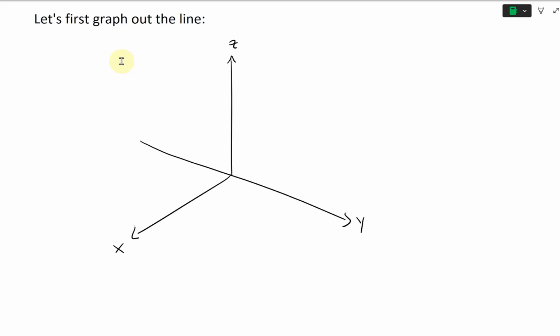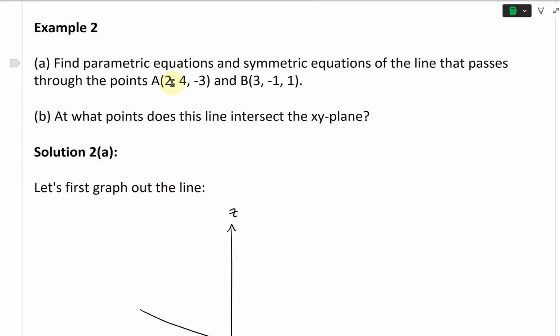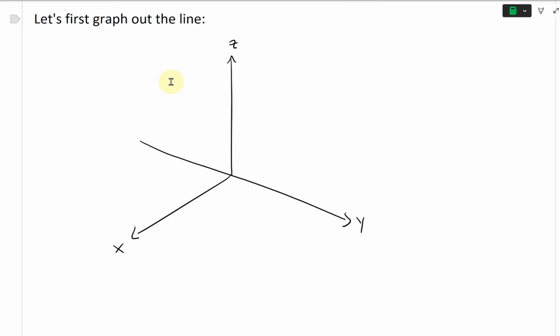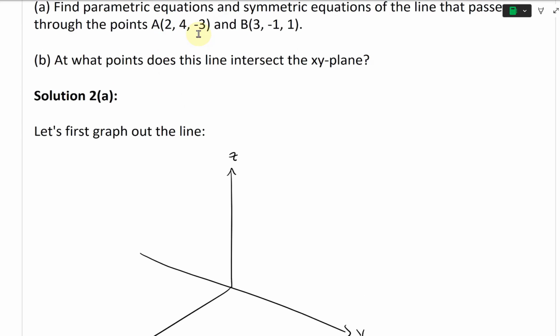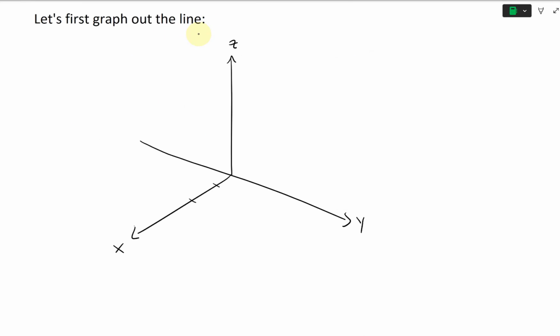And so now let's graph out the point A. The point A goes to 2, 4, negative 3. So it goes 1, 2, and then it goes to 4: 1, 2, 3, 4. And it's going to go on the negative side now, so I'll draw this like that. And it's going to go 1, 2, 3. So it's going to look somewhere like this. If we draw it across there, it's going to be like this. This is going to be our point A.